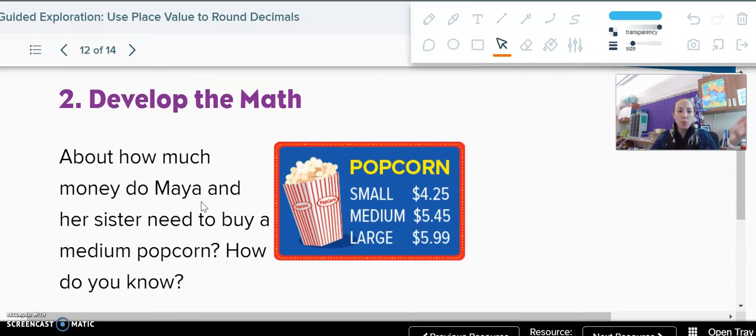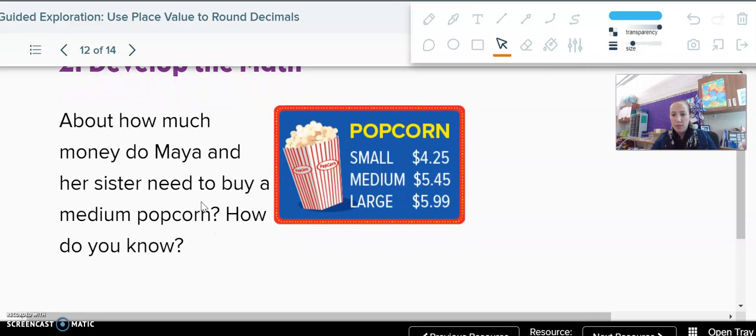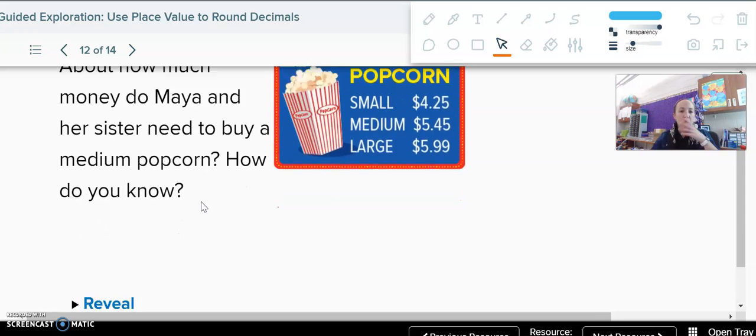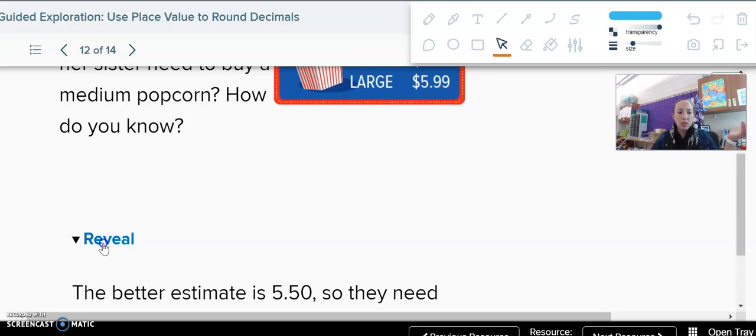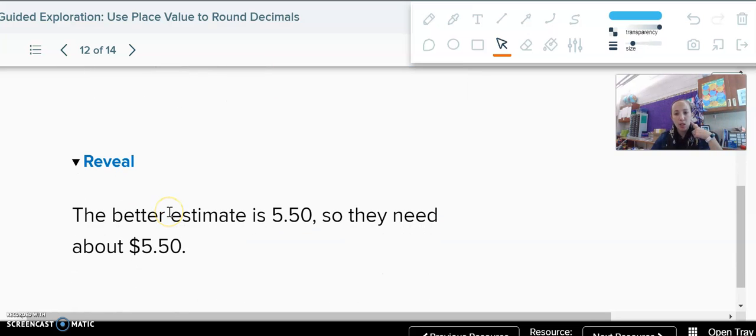And a lot of times we round sort of intuitively. If we say, what's 5.45 close to? Oh, it's close to 5.50. But sometimes it is good to go through the exact process. So we could say they need about $5.50.